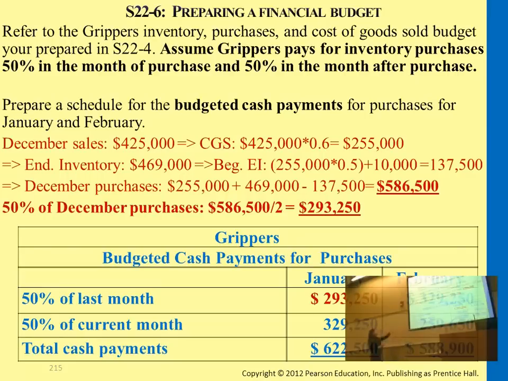So once you have all this information, to get purchases, you basically add cost of goods sold with ending inventory minus beginning inventory to get the purchases for December. And once you get the purchases for December, then you divide it by 2 because we're only paying half of it in the following month. The other half, we already paid in December. Okay, so all the above calculations refer to this number here.